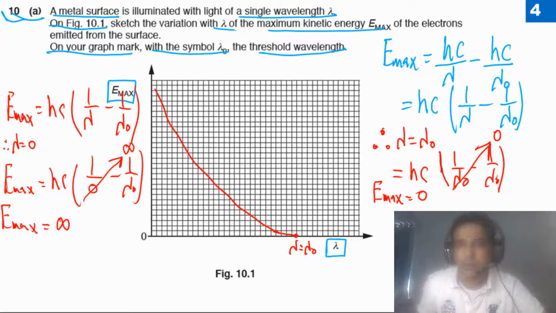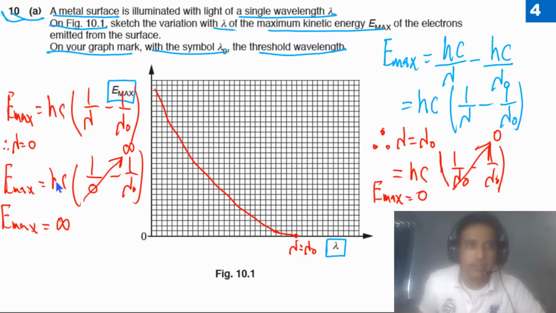I hope this one is clear to you. Similar shape as we have done in the last part. So we have looked at two cases. In one case, when lambda is equal to lambda naught, Emax has to be 0. In the second case, if lambda is 0, physically that is not possible, but theoretically we can assume Emax has to be infinity. There will be an asymptote along the y-axis. So this will be the shape of the graph, a hyperbola. These two quantities are inversely proportional.